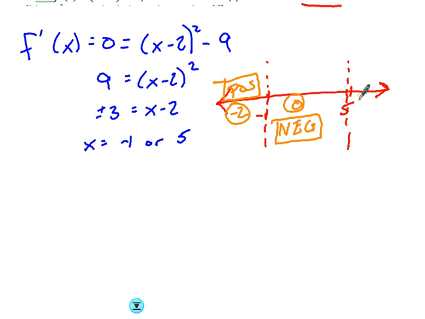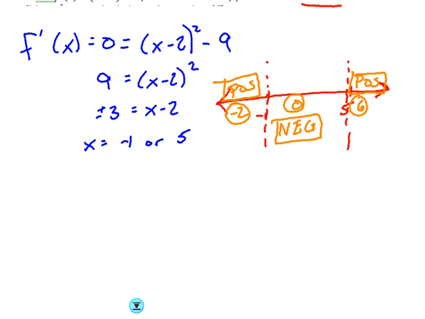Alright, and then from 5 and up, an easier point to test might be 6. So you test the point 6, 6 minus 2 is 4, 4 squared is 16, 16 minus 9 is going to be a positive answer. So everything 5 and up is positive. This tells us that the graph of f of x has positive slopes up to negative 1, then negative slopes up to positive 5, and then positive slopes up.